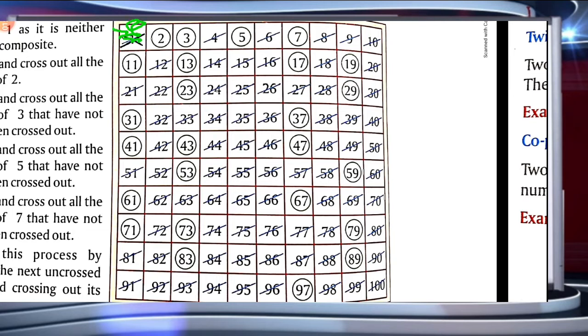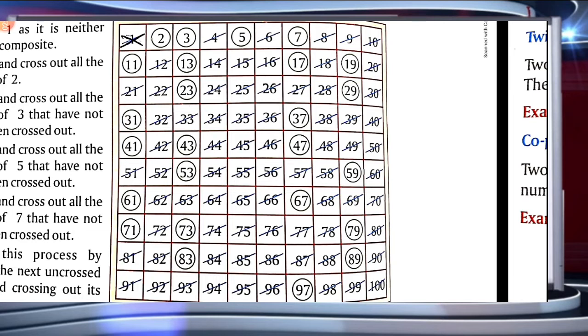First of all, I will cross out 1. Why am I crossing out 1? Because 1 is neither a prime number nor a composite number. It is a unique number because 1 has only one factor, that is 1. Prime numbers are the numbers which have 2 factors and composite numbers have more than 2 factors. So, number 1 has only one factor, so it is neither prime nor composite. It is a unique number.